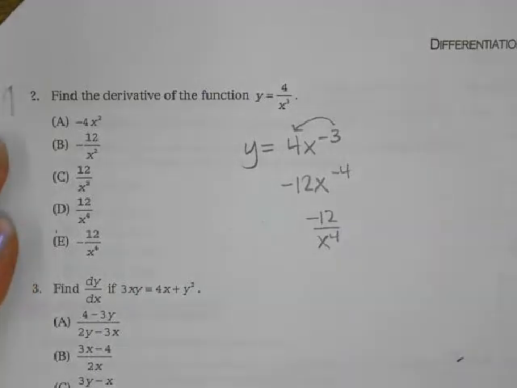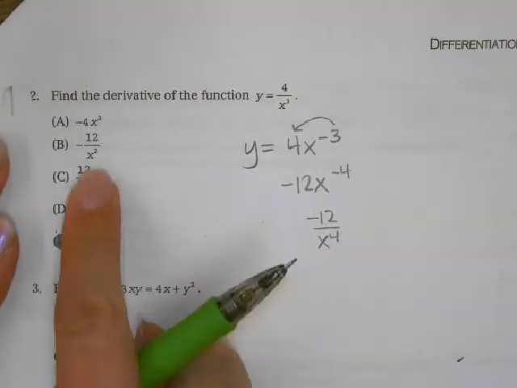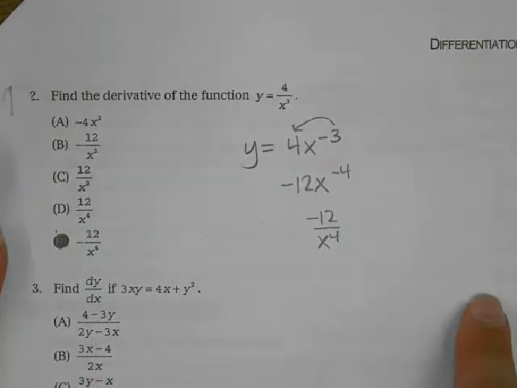So just be careful to watch out for stuff like that. That was one that caught me too, because you'll notice negative 12 over x squared is an answer as well. So that was a common error, and that got me.